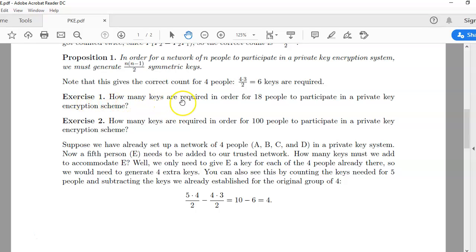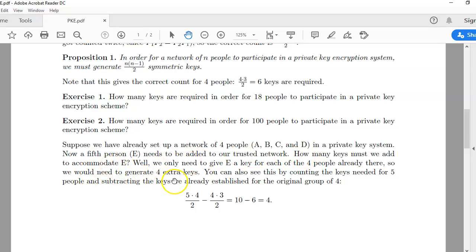How many symmetric keys do you need for a network of 18 people, and how many keys do you need for a network of 100 people? Right? But now let's look at an even more realistic scenario. Suppose you've already set up your network of 4 people. So you have your 4-person network, and that 4-person network, as we said, needed 6 keys, right? But then you hire a 5th person, Edward, right? And that person needs to be added to your network. How many keys must you add to accommodate Edward?